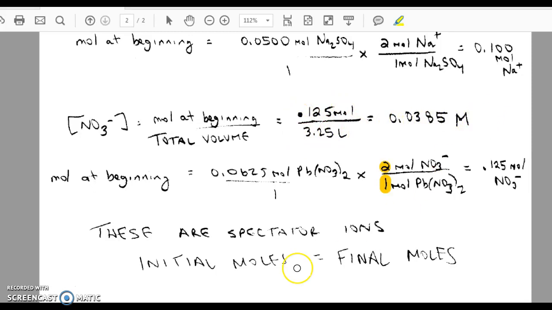And the reason I can do this is because these are spectator ions, and whatever the initial number of moles is for those ions is going to be the same as the final number of moles. And it's just easier than adding together the ending excess plus the ending product to find the moles of the spectator ions. Just think about them as being unchanged from their beginning number of moles.